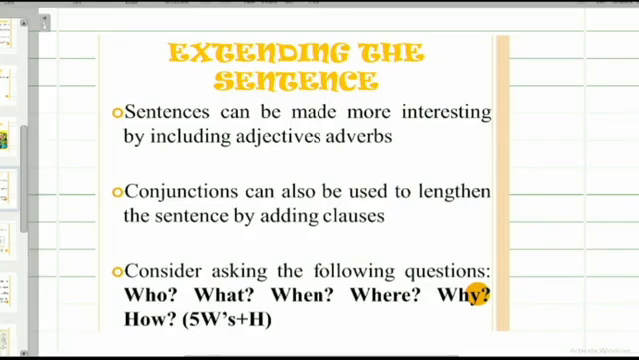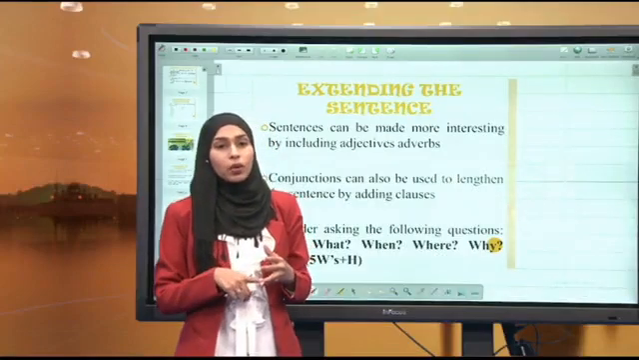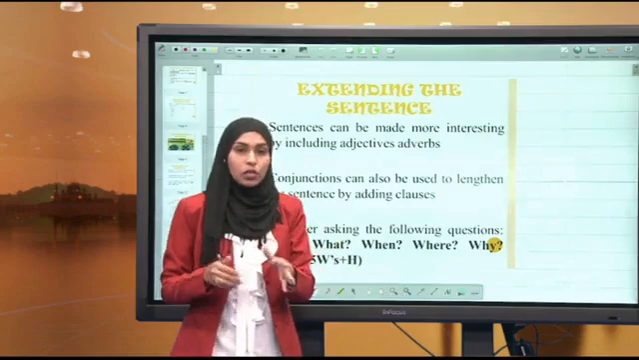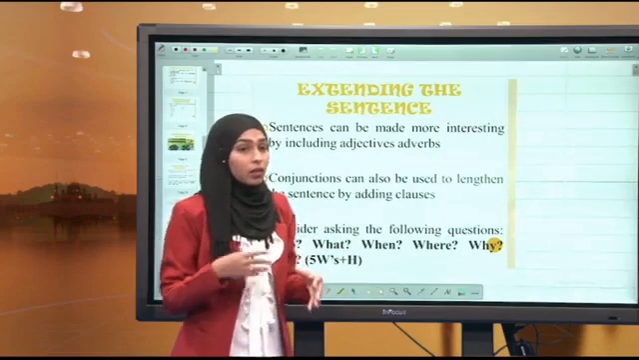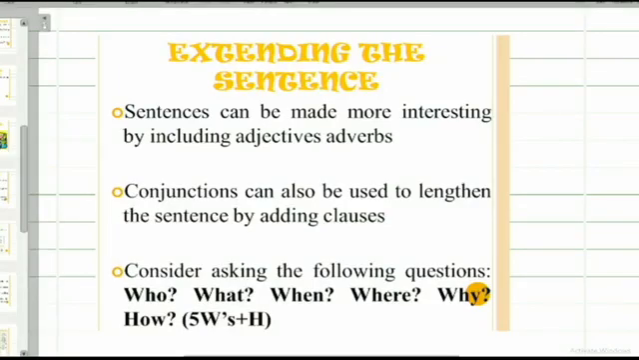Conjunctions continue with what a sentence needs. Conjunctions can also be used to lengthen the sentence by adding clauses. So as we saw before with our compound and complex sentences, we saw how we can use independent or dependent clauses to lengthen that sentence by, of course, using your coordinating or subordinating conjunction to join that sentence. And you have to actually consider asking the following questions.